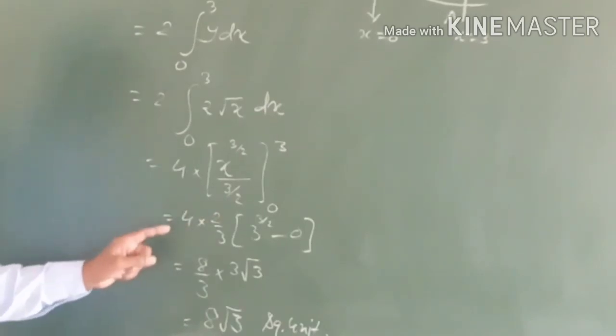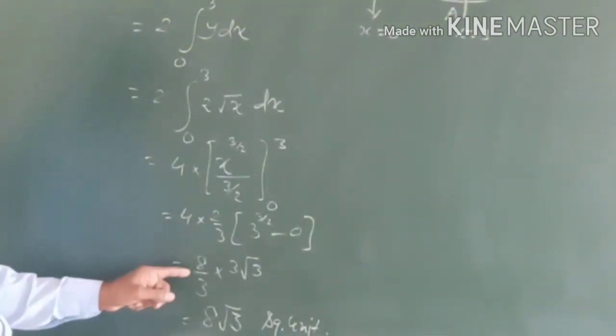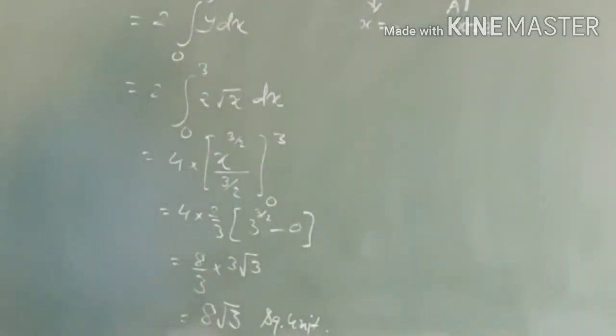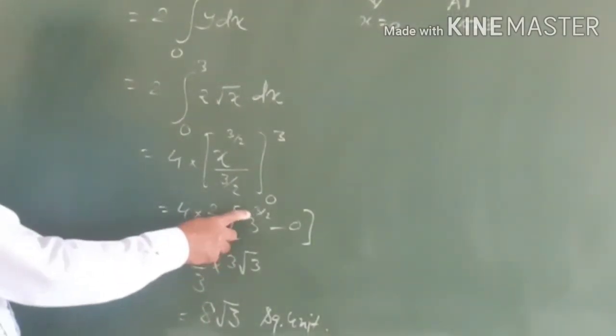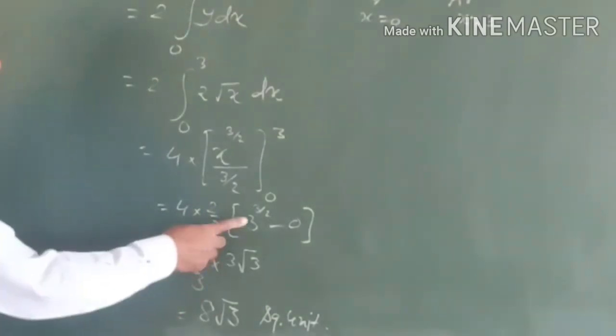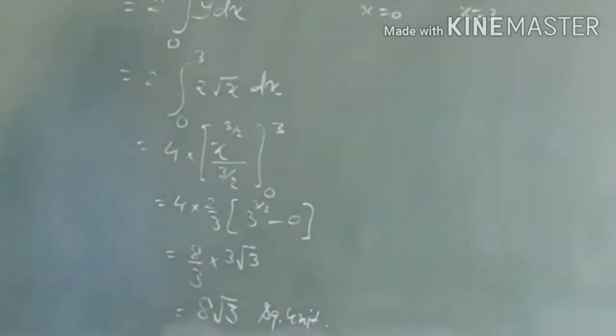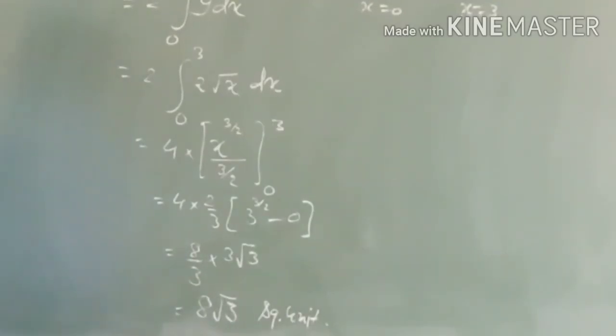So 2 into 2 is 4, 4 into 2 is 8, so 8 by 3, and apply the limits, upper limit minus lower limit. The upper limit is 3, so 3 to the power 3 by 2 minus 0. 3 to the power 3 by 2 means 3 root 3, and 1 3 is cancelled out. So the answer is only 8 root 3 square unit.